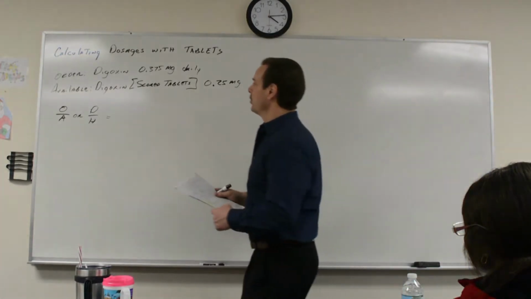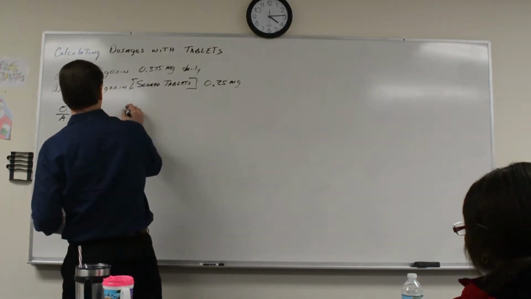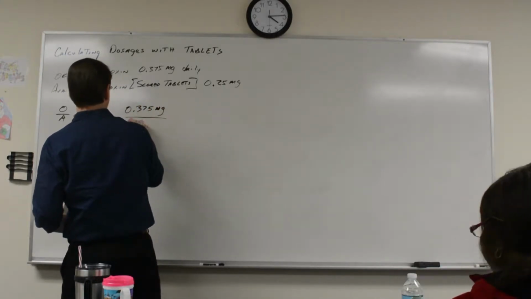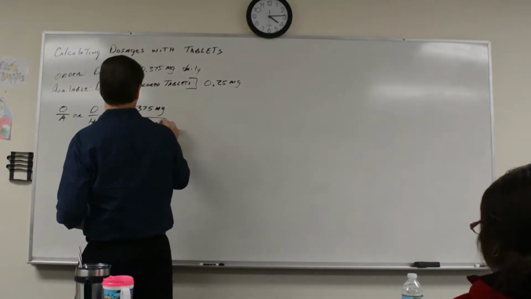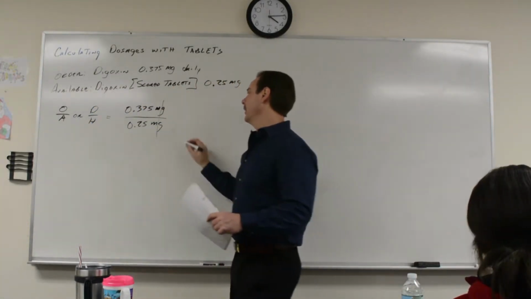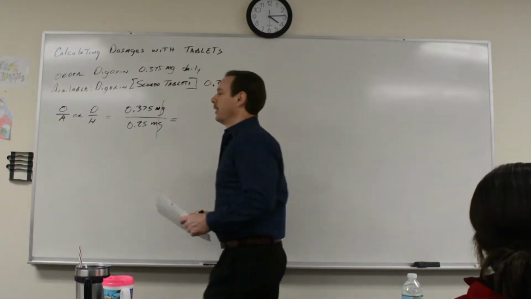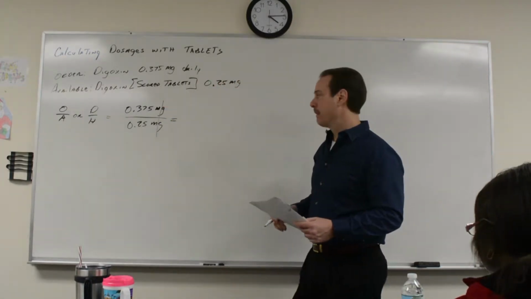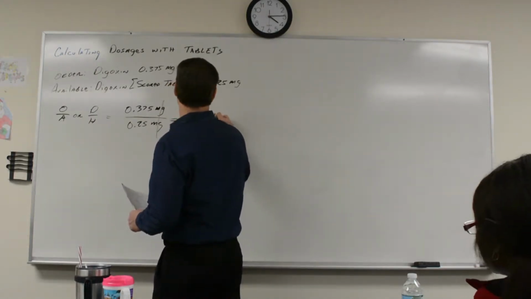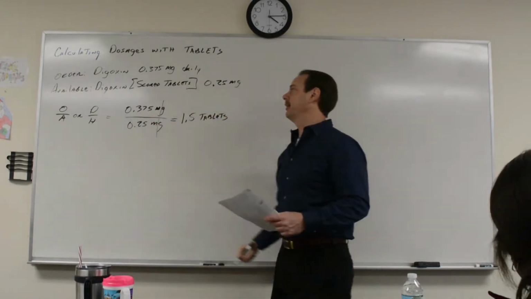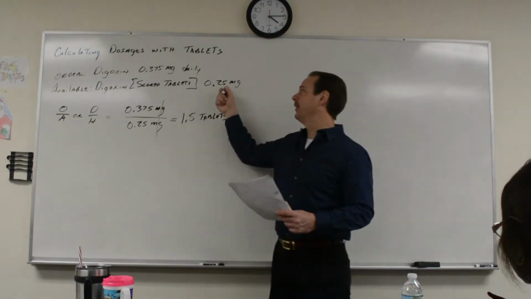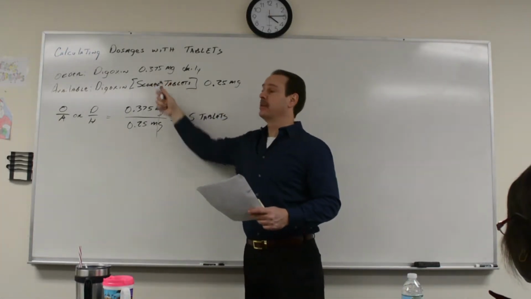All right, so let's go over this. Dose over hand, we're going to take 0.375 mg over 0.25 mg. And this is milligrams per tablet. So if this cancels, what are we going to get? We're going to get 1.5 tablets. So we need 1.5 of these to equal one of these.